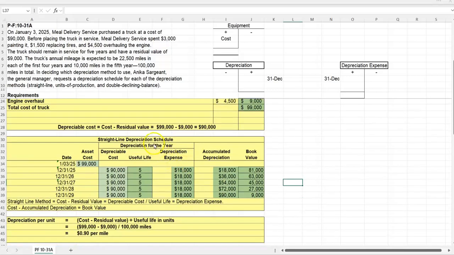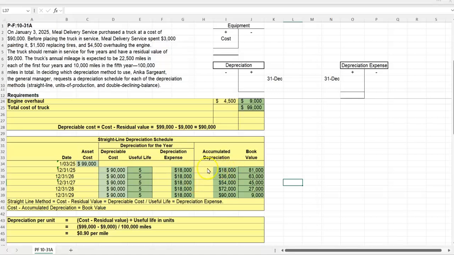So here's a straight line depreciation schedule. The formula for the straight line method is cost minus residual value, or depreciable cost, divided by its useful life, which will be the depreciation expense for that year. Book value is cost minus its accumulated depreciation. So depreciable cost is $90,000 divided by 5 years, which comes out to $18,000 fixed each year. So we'll write off $18,000 each year.